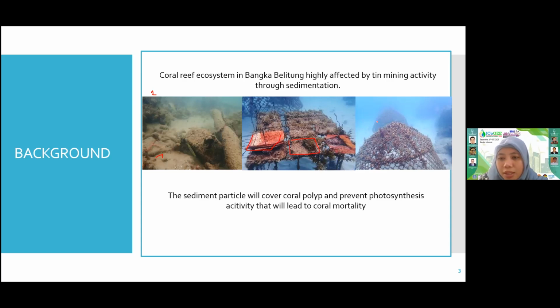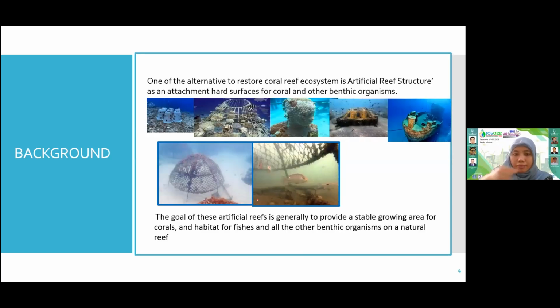And this one is the structure of the artificial reef that was deployed. The sediment particles will cover the coral polyp and prevent photosynthesis activity, which will lead to coral mortality. And one of the alternatives to restore the coral reef ecosystem is artificial reef structures as attachment hard surfaces for coral and also all other benthic organisms.